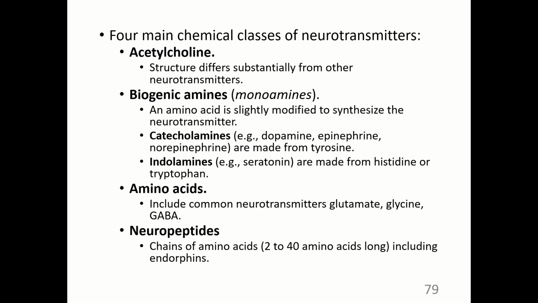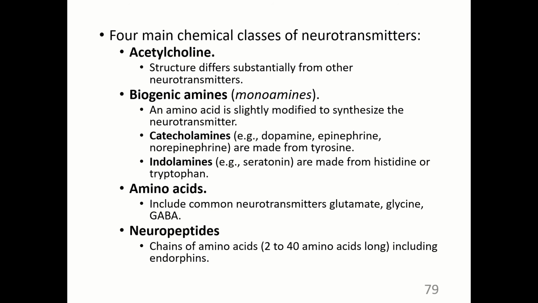There are four main chemical classes of neurotransmitters: acetylcholine, biogenic amines, amino acids, and neuropeptides. The acetylcholine structure will differ substantially from other neurotransmitters. For the biogenic amine, an amino acid is slightly modified to synthesize the neurotransmitter. These include catecholamines and indoleamines.